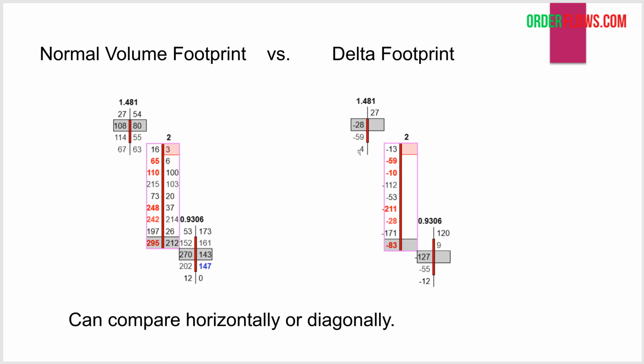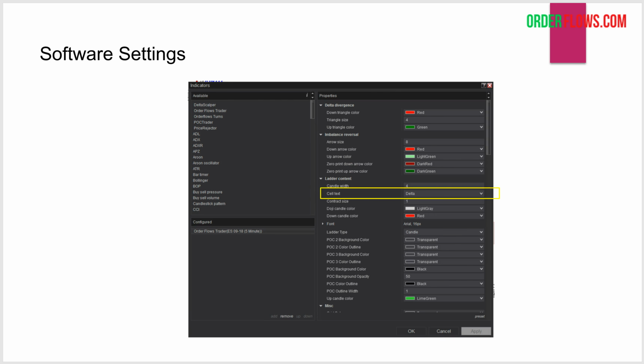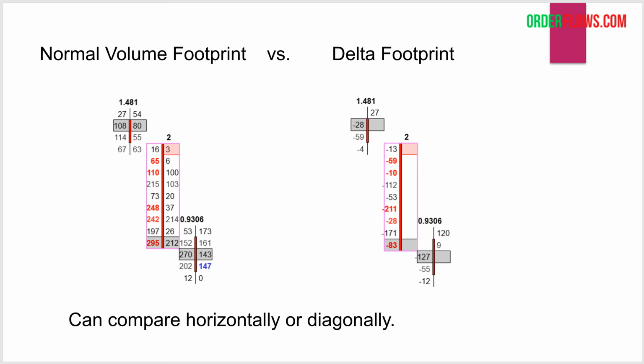Now, I know what you're thinking. You say, well, why aren't you comparing it diagonally? Well, you can. And in this example, I'm showing it to you horizontally. So in the setting, you can change it from delta to diagonal. Delta diagonal is another choice. If you do it diagonally, obviously it's going to compare 108 versus 54 as opposed to 27 versus 54 on the footprint chart.